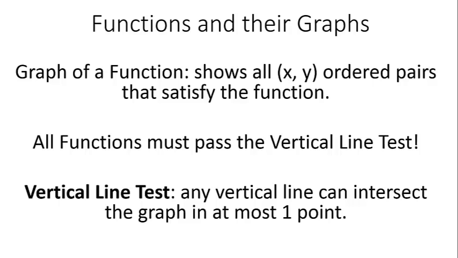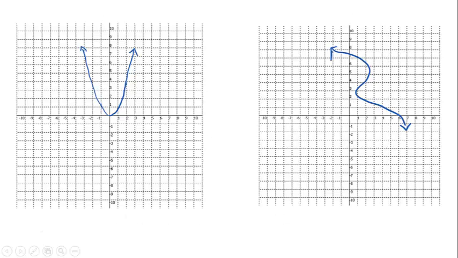We know that a graph of a function shows us all the x, y ordered pairs that satisfy that particular function. Now, all functions must pass the vertical line test. What that means is that if we have a graph of a function, we should be able to draw any vertical line and it should hit the graph in at most one place. If it hits more than one point, then it's not a function.